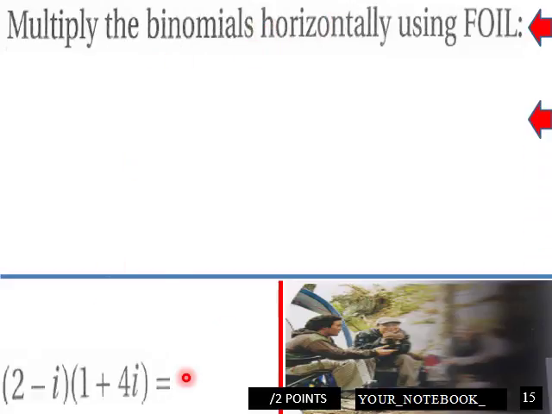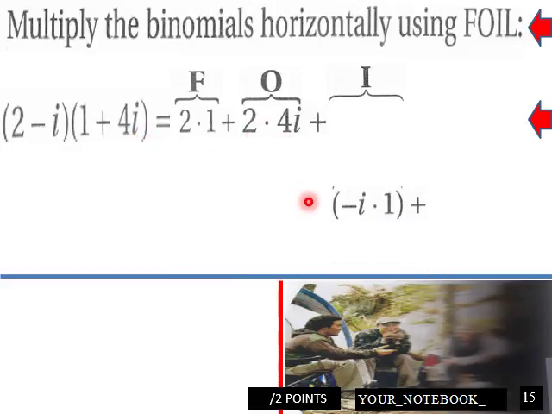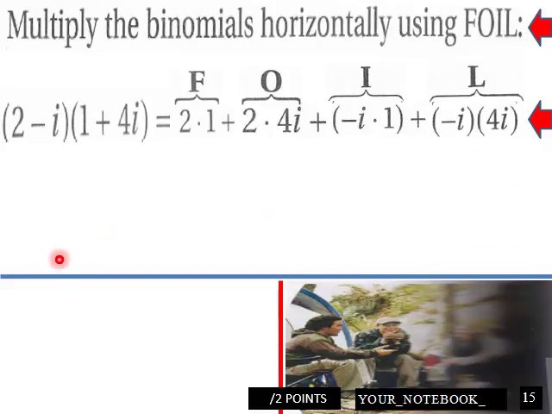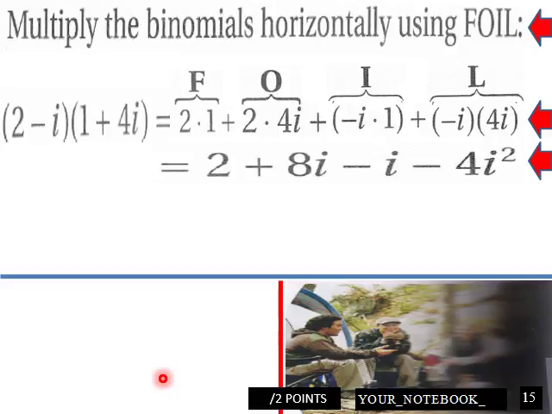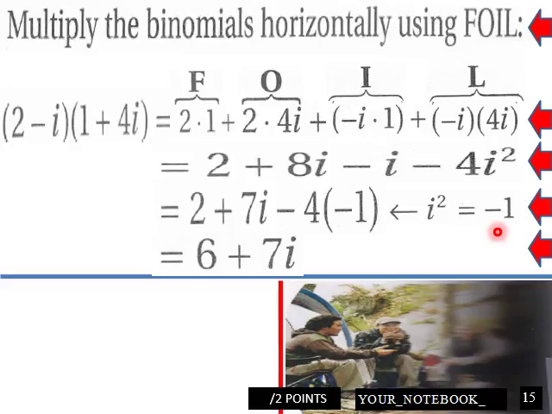Multiply the binomials horizontally using FOIL. So we're going to FOIL these two here plus those there, the inner terms, and then the last factors there. Then this equals 2 plus 8i minus 4i squared. 2 plus 7i minus 4 times negative 1, which is i squared, and that equals negative 1.